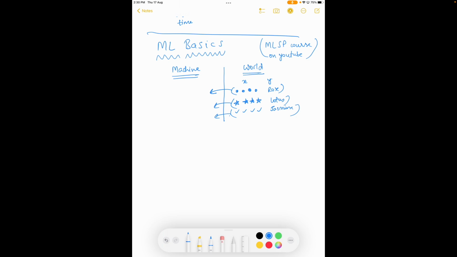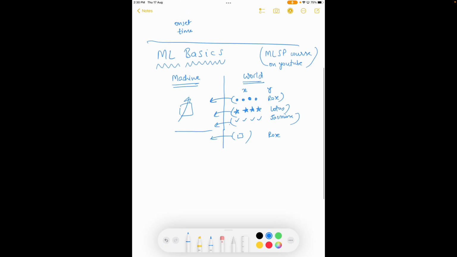And then, after some time, the world will give the machine an image, but will not tell whether it's a rose or a jasmine or a lotus. So the machine will be given only this much. Although the world knows it's a rose, the world will not tell it to the machine. And the machine has to guess what it is. Let's say the machine got trained here in this stage. It's called the training.